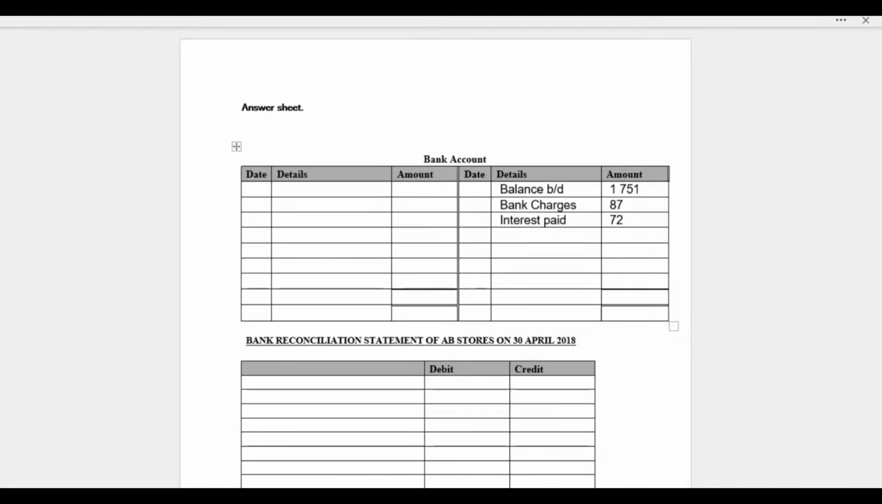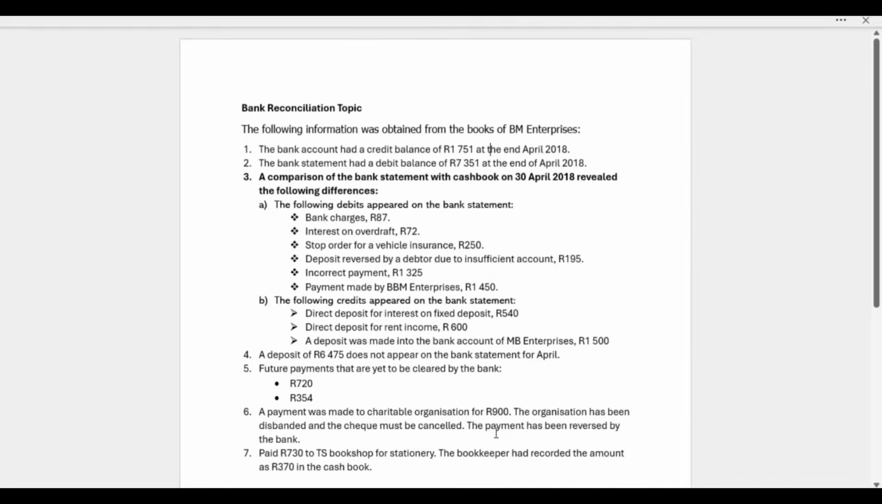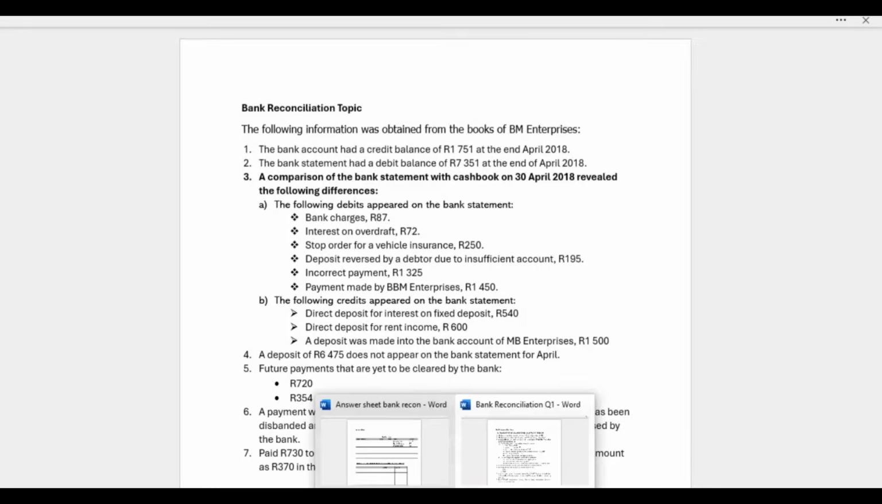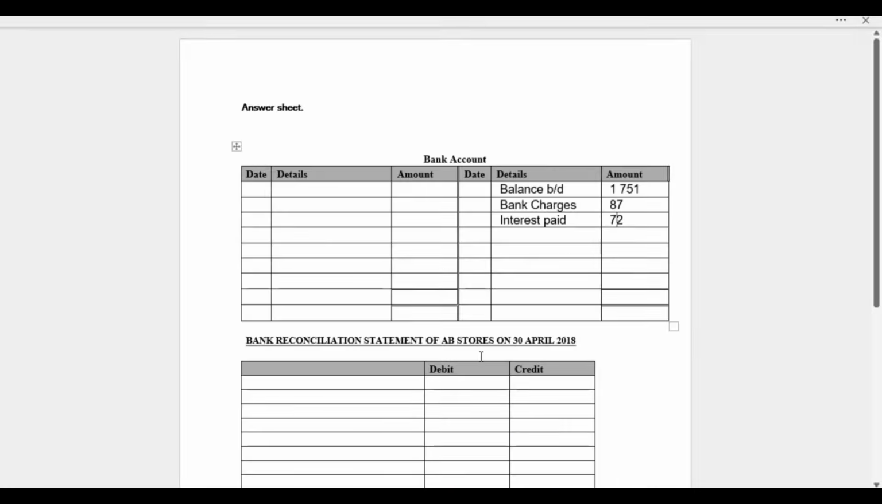And then you also have a stop order that appears in the bank statement but does not appear in the cash book. Therefore, stop order for insurance. Insurance is an expense, whenever we make a payment for insurance, it will decrease your bank account. So we're going to go there and say insurance. It's an expense that we have paid for, therefore it decreases your bank, 250. You see now.